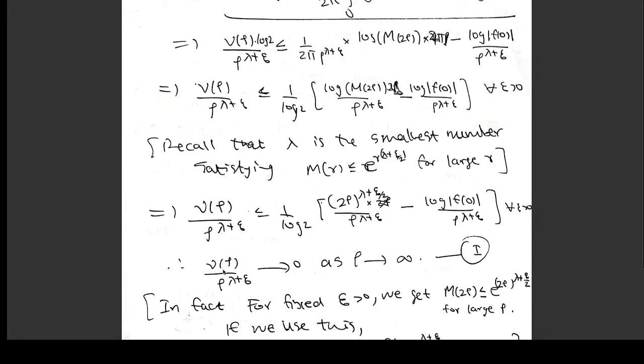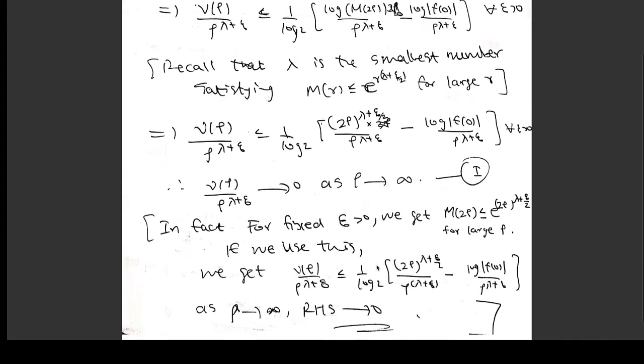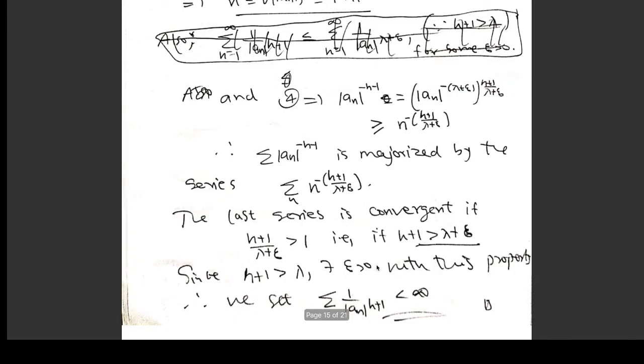Denominator, and therefore as lambda tends to rho tends to infinity, this quantity goes to 0. So that means mu(rho)/rho^(lambda+epsilon) goes to 0 as rho tends to infinity for every epsilon. So that's what we do here.